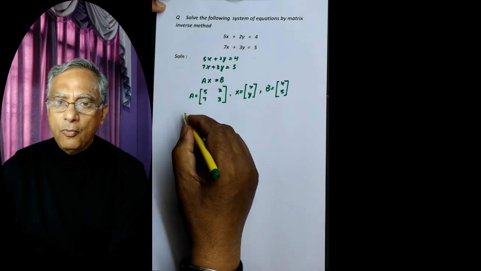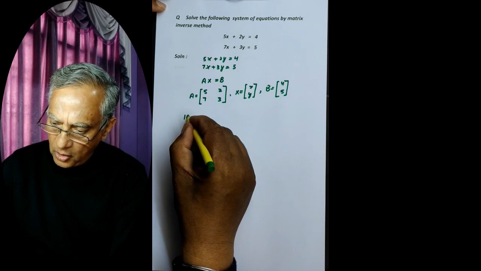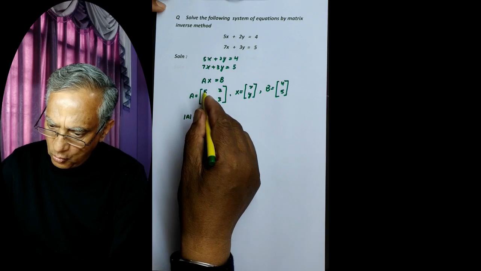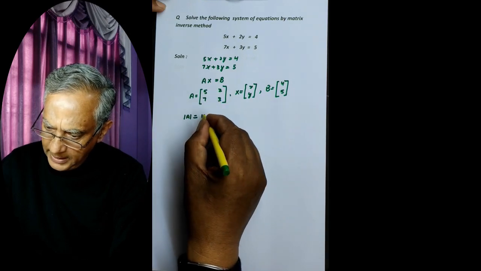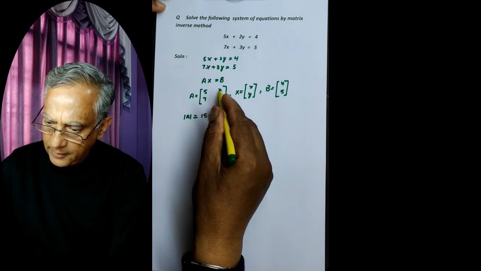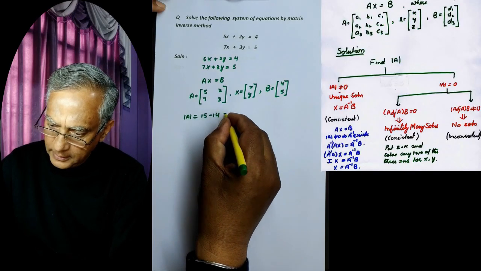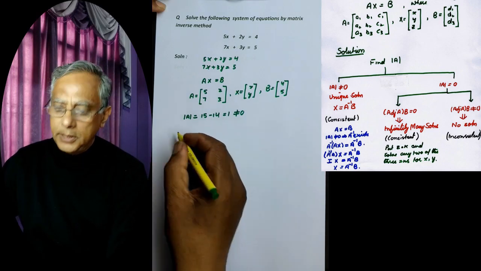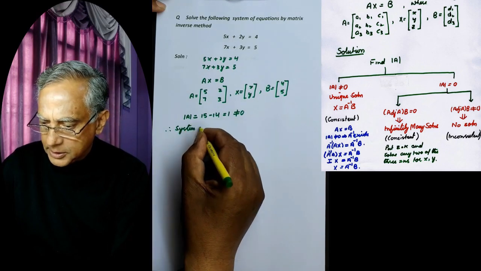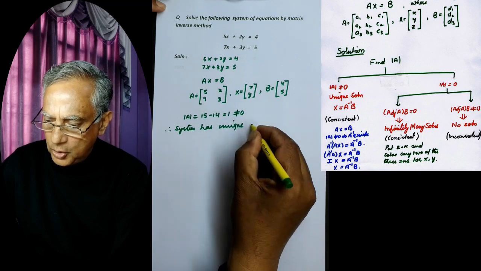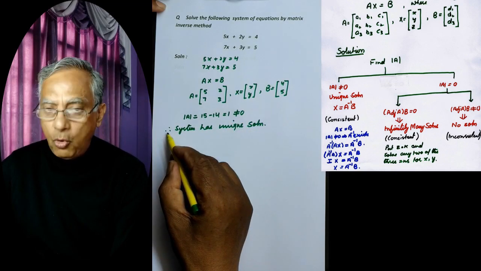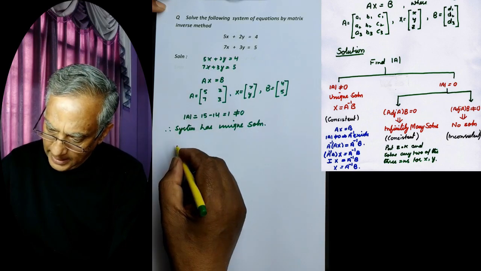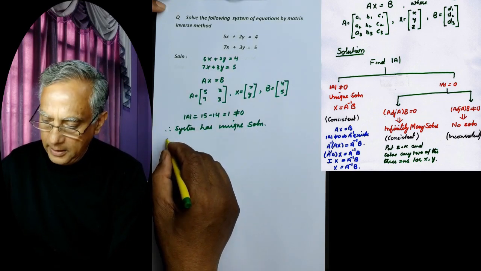Now first of all, what we do is we find the determinant of A. Determinant of A is equal to 5 into 3, 15, minus 7 into 2, 14. That is 1, which is not equal to 0. Therefore, system has a unique solution. And we find A inverse.